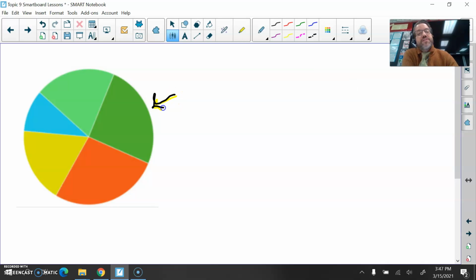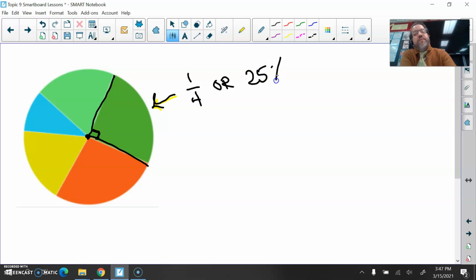All right, so this section right here does appear to form a right angle, or it's very close to it, right? So if that's 90 degrees, what percent of the whole would that section represent? Well, it's about 1/4, right? Or 25%. That's a very, very good estimate for this section right here.